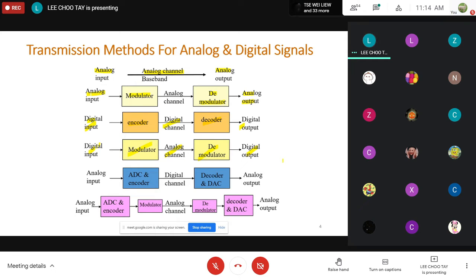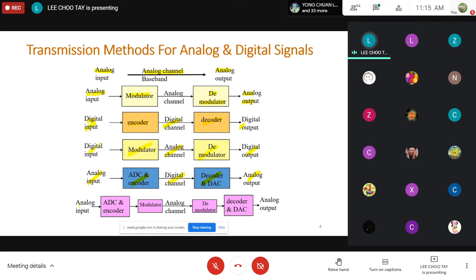And in chapter six, we also briefly look at how we can convert the analog data into digital data, encode it for us to transmit it over a digital channel. And at the receiver, we need to decode the digital information and convert digital to analog, converting the digital signal to an analog signal to produce the analog output at the receiver. And the more complete transmission path or communication system is the last one here.